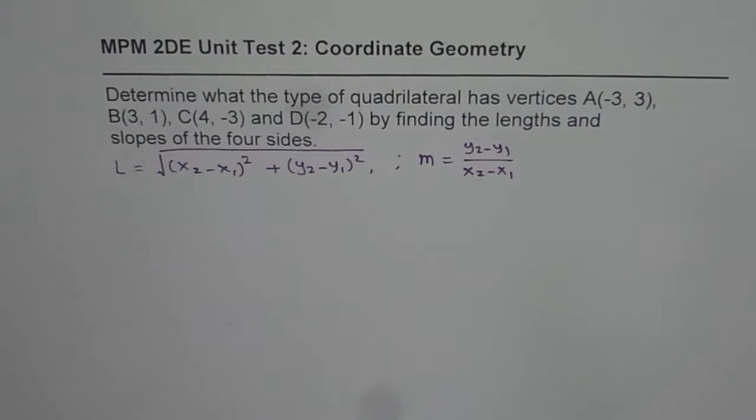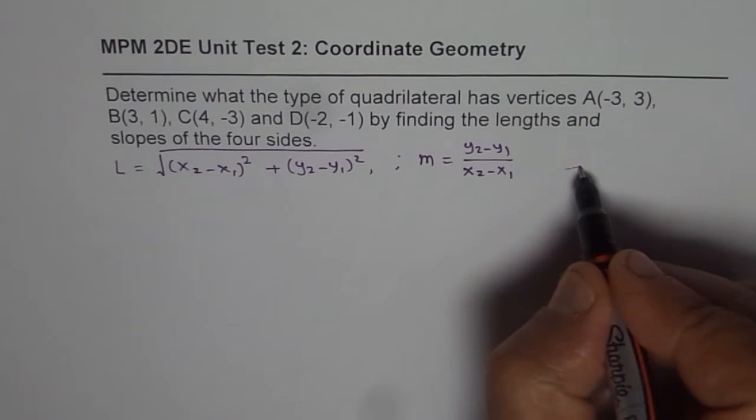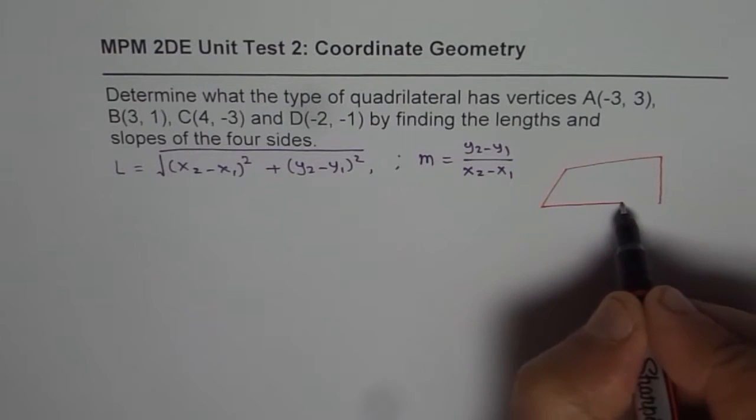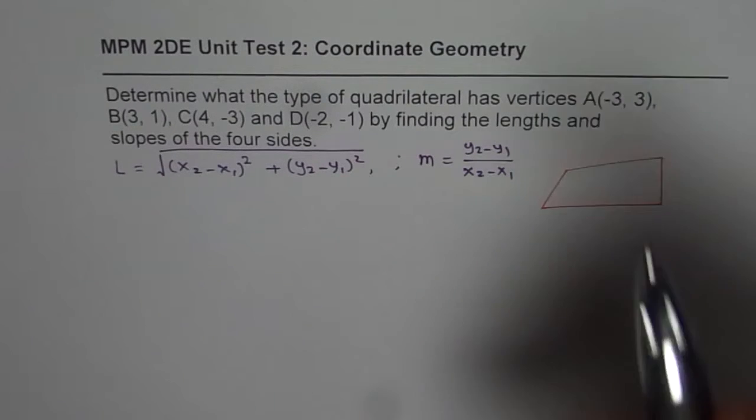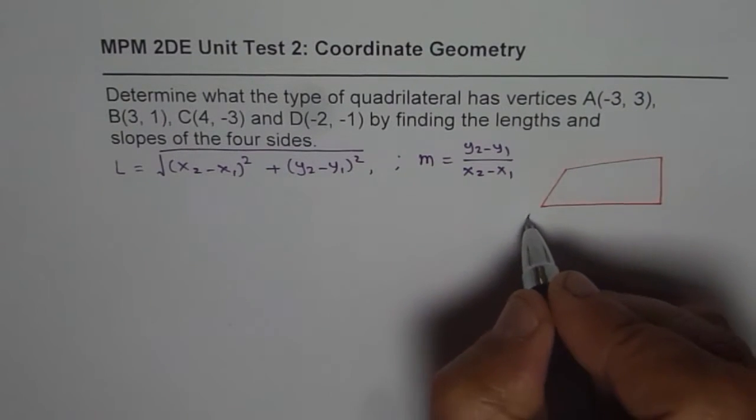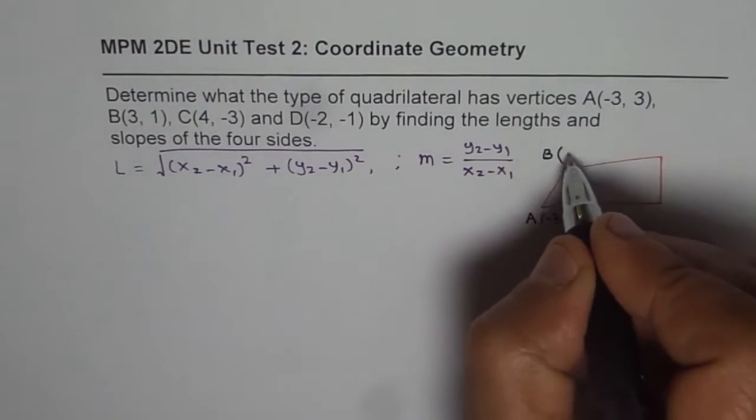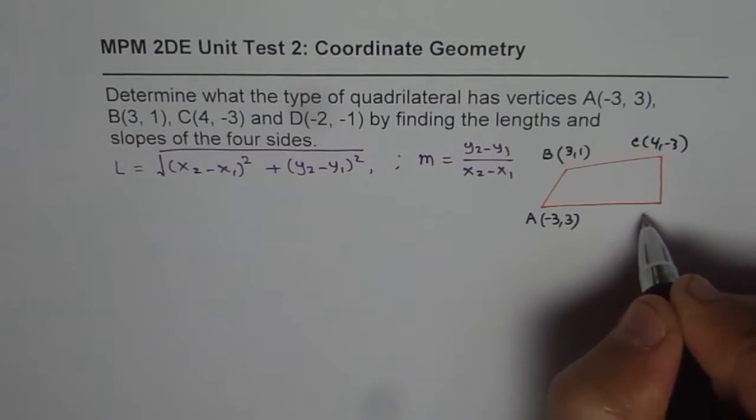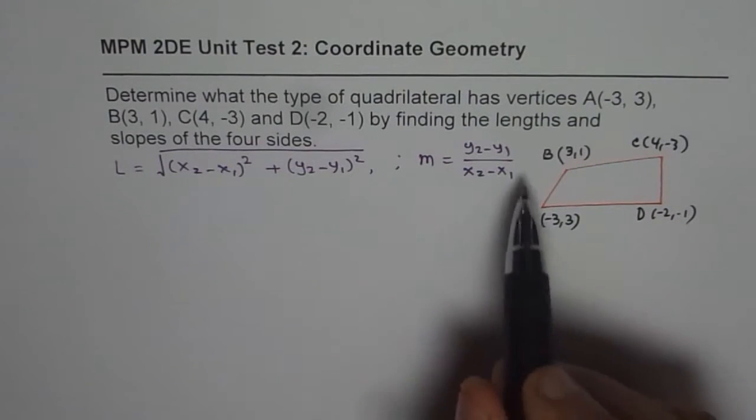Now, what we can also do is make a rough sketch of the quadrilateral. So, just any sketch in general. Later, we'll figure out whether the lines are equal or not, whether they are parallel or not. But for the time being, we can start clockwise. Let this be the point A, which is (-3, 3), point B as (3, 1), C as (4, -3), and D as (-2, -1), right? And then we can find each side.